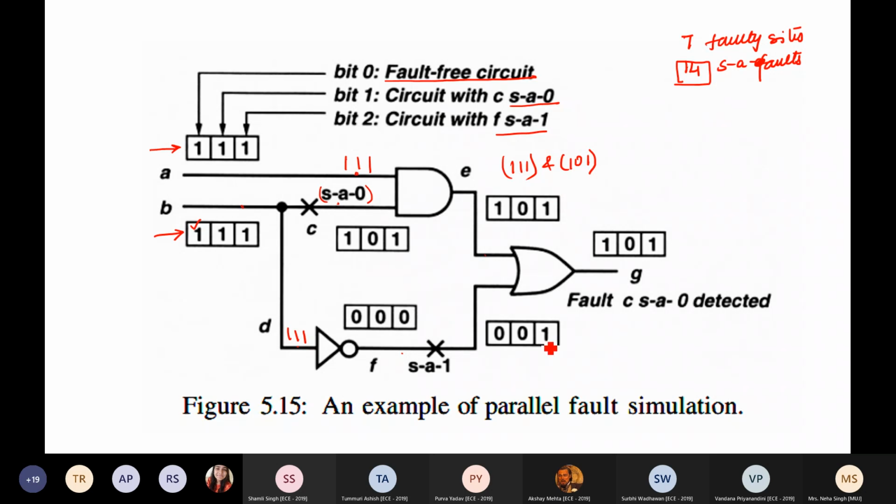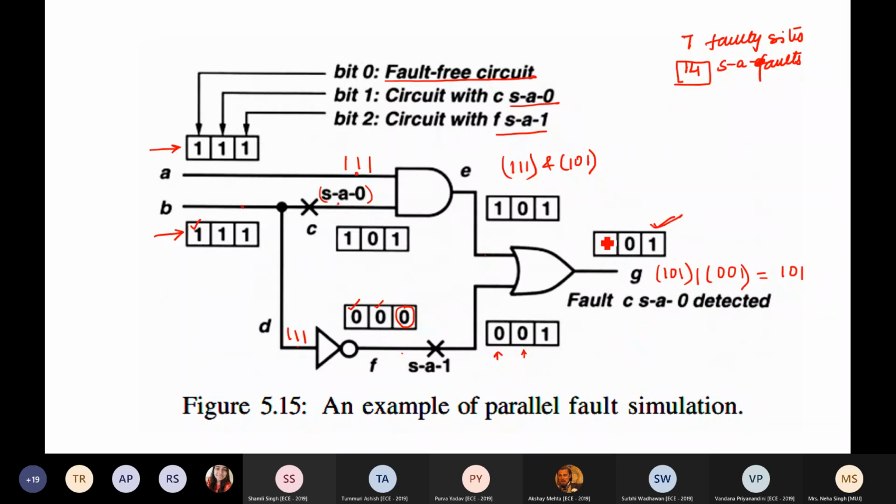This is the fault free circuit. So the value remains as it is. This is for C stuck at 0. The value remains as it is because here we are considering F stuck at 1. So this value bit 2 is getting stuck at 1, right, due to this fault. Now the input to this OR gate is 101 and 001. So what will be my logical output? 101 OR with 001. What will the result be? 101, this one.